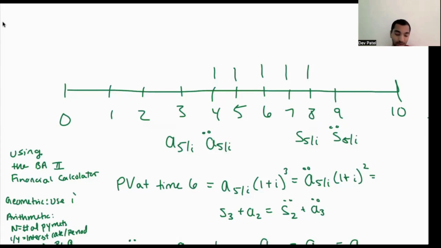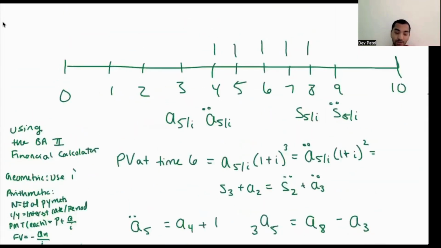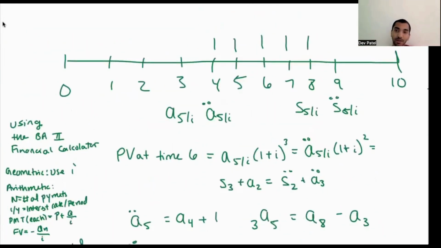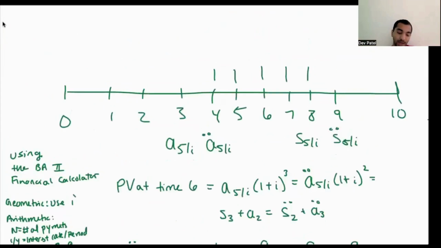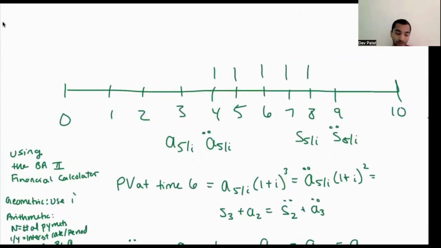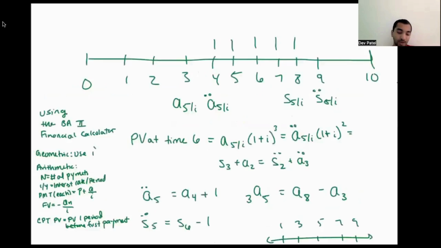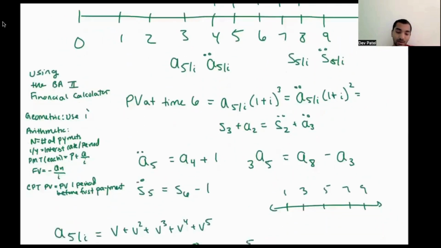the last payment. There are a lot of different relationships that it's important for us to understand, such as how to go from annuity immediate to annuity due, and you do that just by multiplying by 1 plus the interest rate. So in this case, going from time 3 to time 4, how do we get from a angle 5 immediate to a angle 5 annuity due? We just multiply by 1 plus i. And going backward, from time 4 to time 3, we discount.